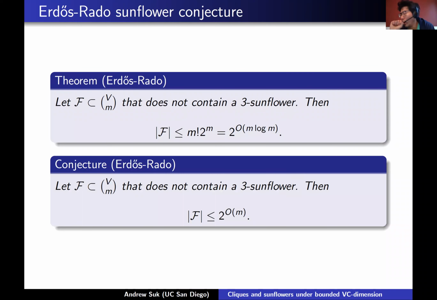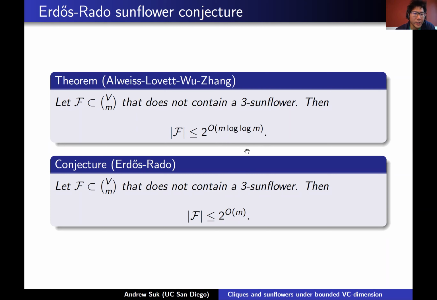Okay, so the famous Erdos-Rado conjecture states that you can significantly improve this upper bound of 2 to the m log m to 2 to the constant times m. And over the past several decades, there have been several improvements on this upper bound. But the recent breakthrough that I mentioned earlier due to Alweiss, Lovett, Wu, and Zhang showed that the size of such a family is at most 2 to the m log m. And as of today, I believe this is currently the best known upper bound for this sunflower problem.